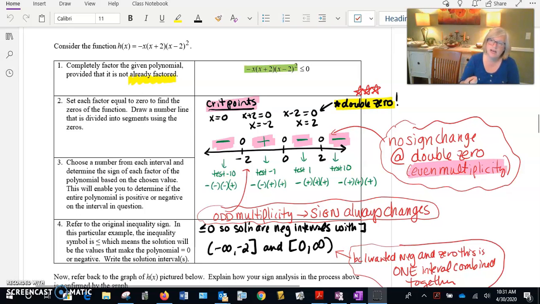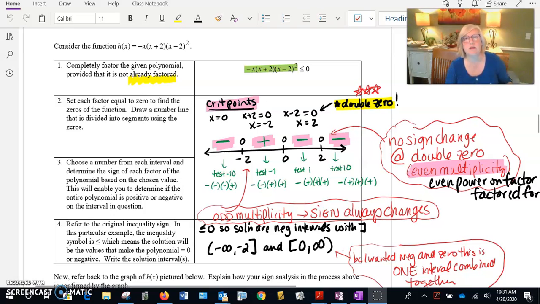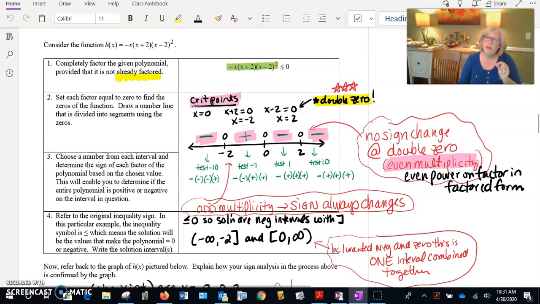That is, the factor has an even power in factored form. Because we see that even power on the factor, that tells us it's not going to change sign. So the key, and why we looked at this, is when do we have no sign change? We have no sign change when the factor has an even power. It's just like on the graph, where it actually just bounces.